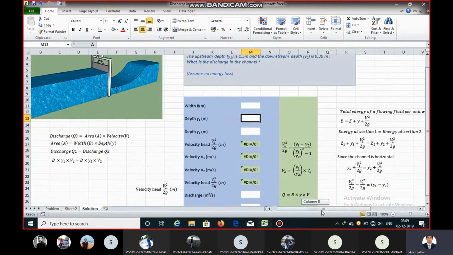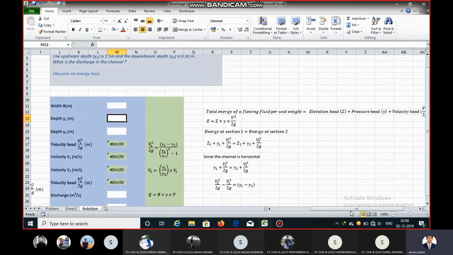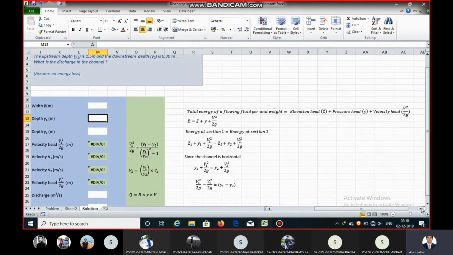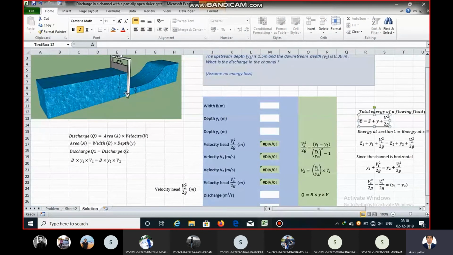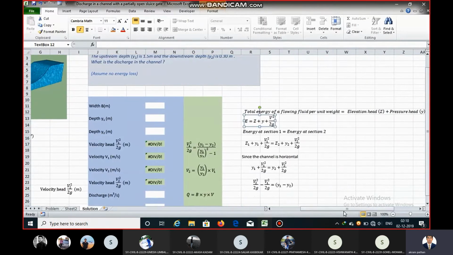Now this is the small program for the calculation. So you can also develop this program yourself. Now the total energy of the flowing fluid per unit weight is Z plus Y plus V square by 2G. So we have to take two sections on upstream and downstream of the gate, and assume no energy loss.